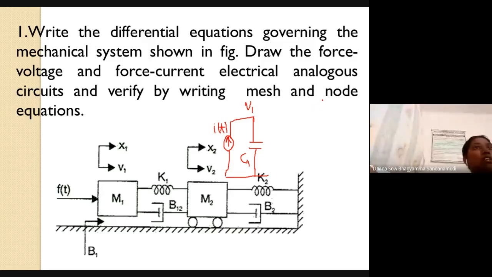I am considering here node voltage V1 and node voltage V2. Why? Because two meshes are there in the mechanical system, so two nodes will be there in your electrical system. Those two nodes I am considering as V1 and V2. Next element is B1. B1 is analogous to 1/R1, so since it is analogous to 1/R1, the resistor should be written in parallel.